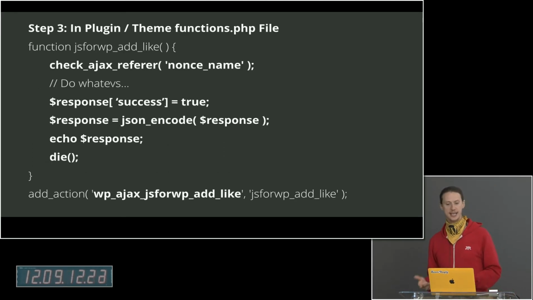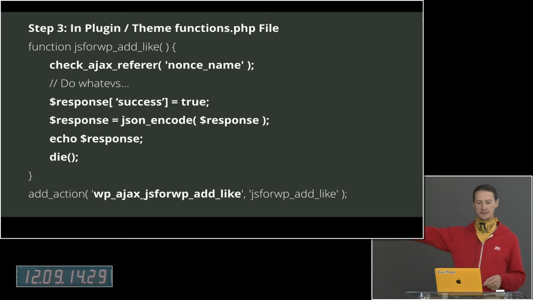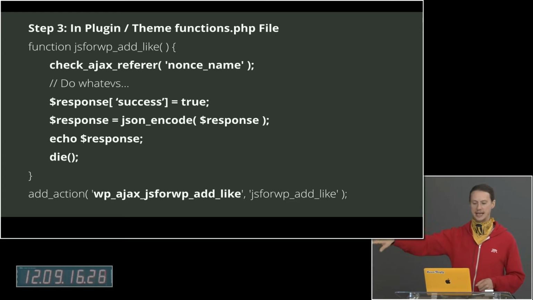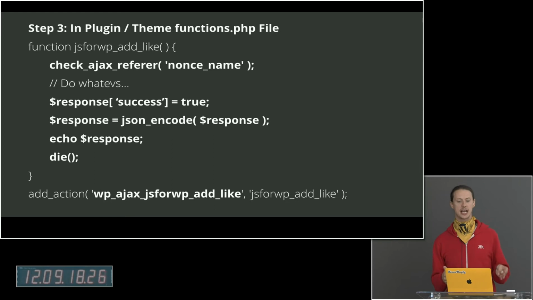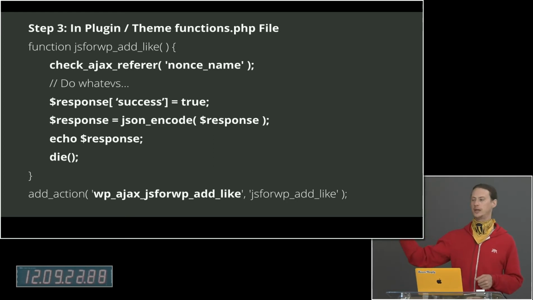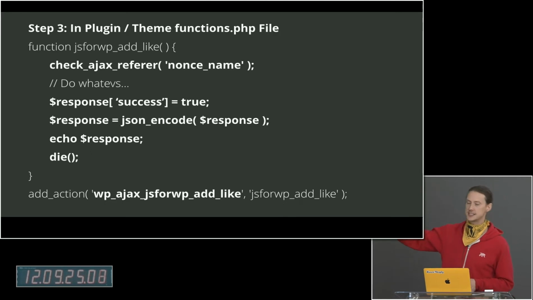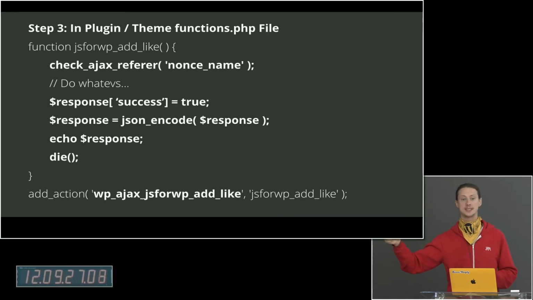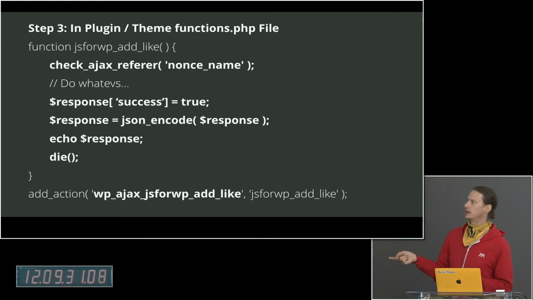Step 3 is inside. Notice now we have this function called JS for WP add like. We're checking the Ajax referer. So this is where we put in nonce name. Whatever we named it before, we name it here. And if this fails, so if they passed in a nonce but it was the wrong one, it will exit out and nothing else will happen.